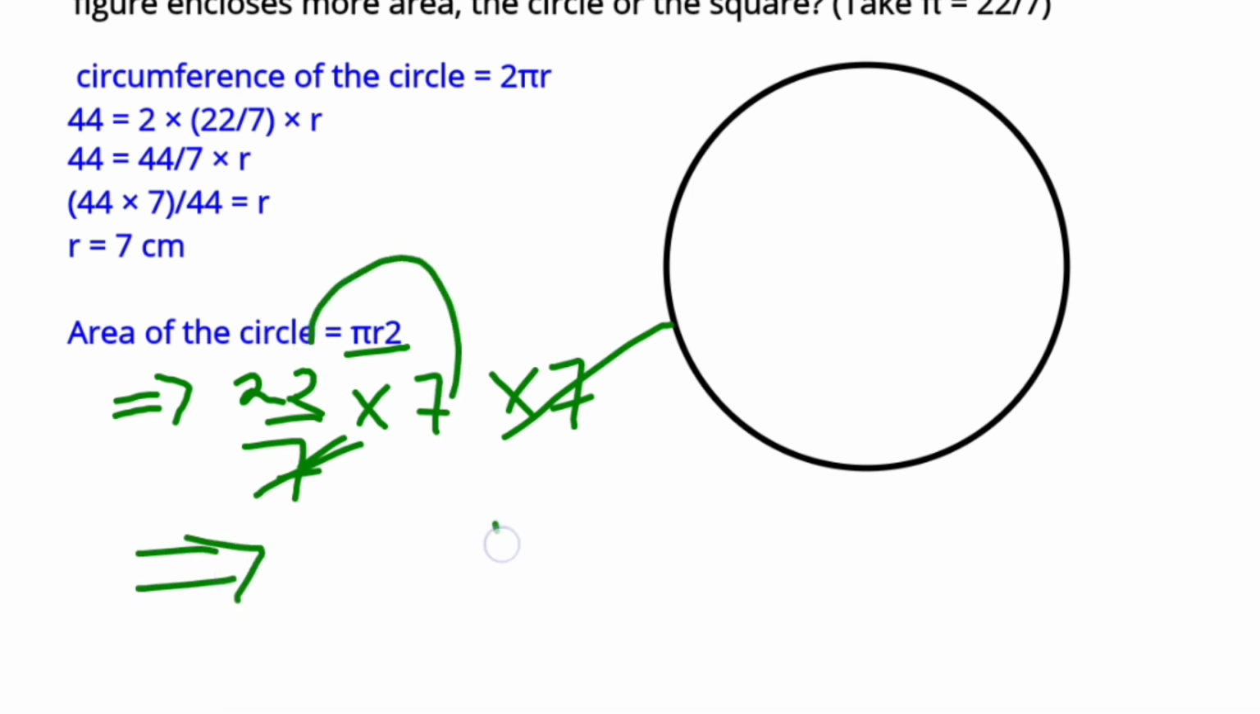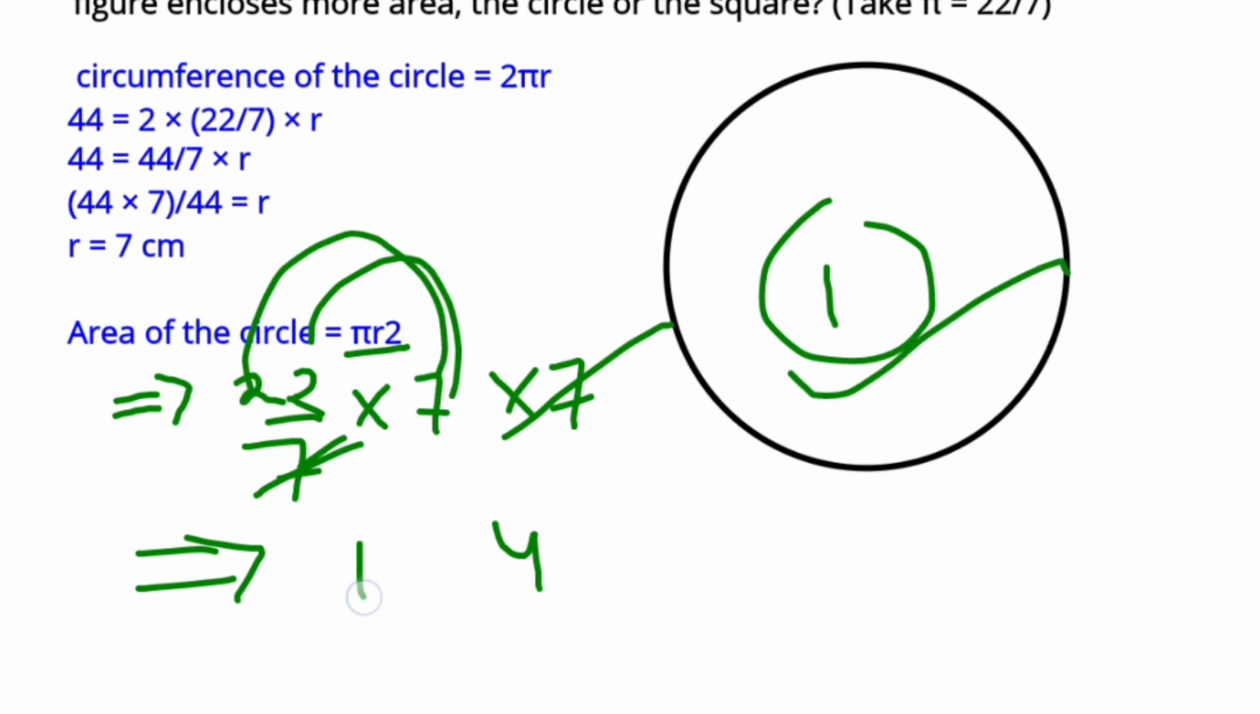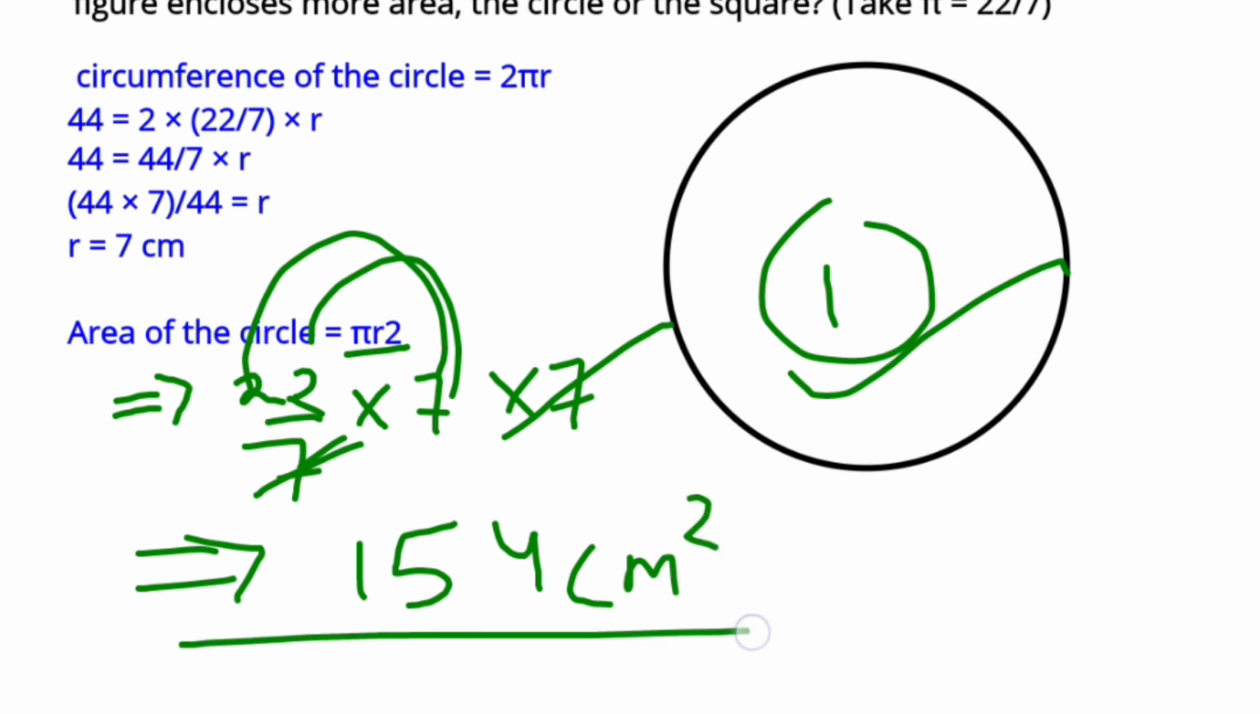Multiply it. 7 2s are 14. 4, 1 carry. 7 2s are 14 plus 1 is 15. 154 centimeter square is the area of the given circle. Now we move on to the next part.